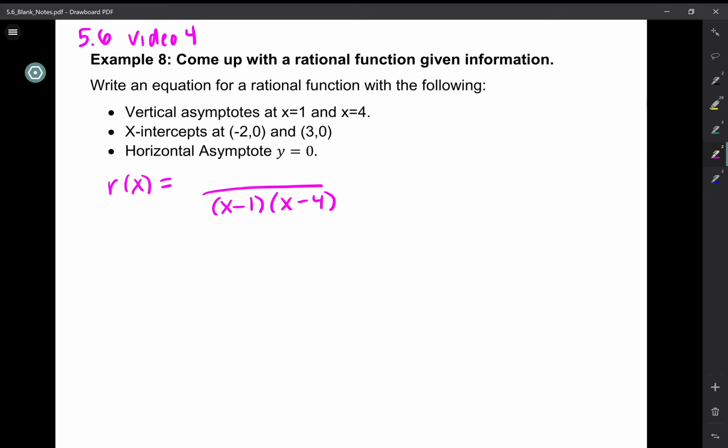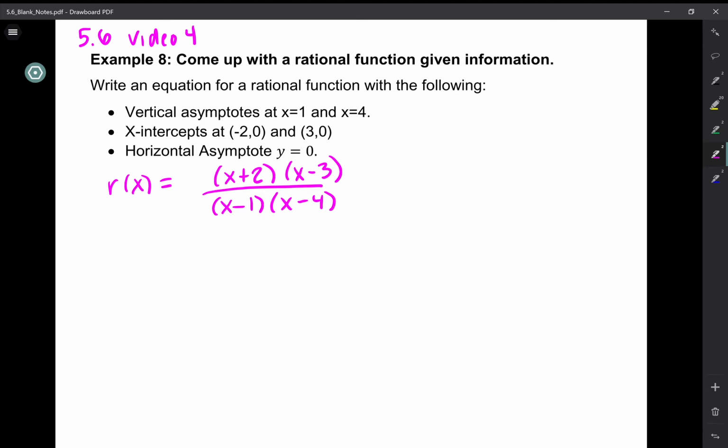X-intercepts are at (-2, 0) and (3, 0). So that means that x plus 2, or x minus -2, and x minus 3 must be in the numerator to make those x-intercept values. The final thing we need to figure out is the horizontal asymptote.